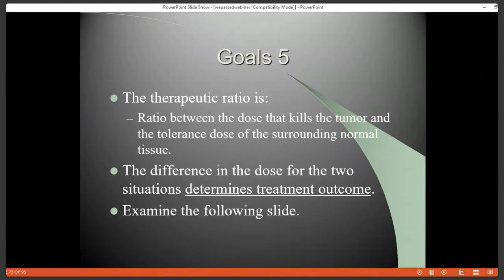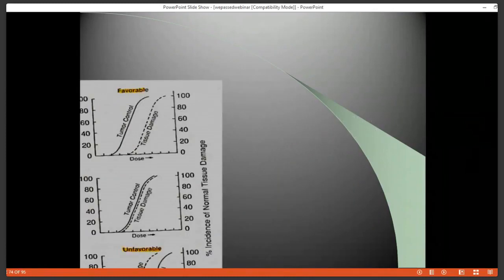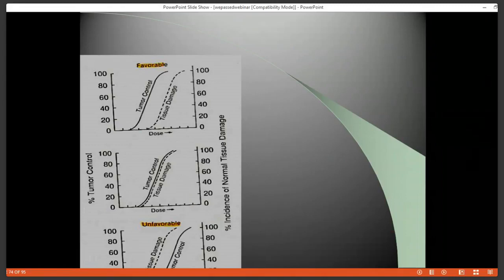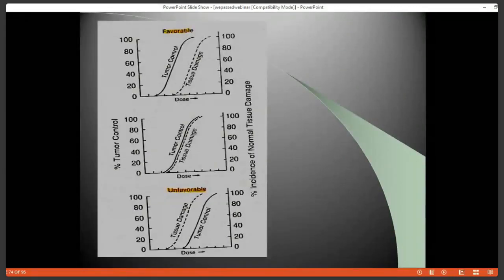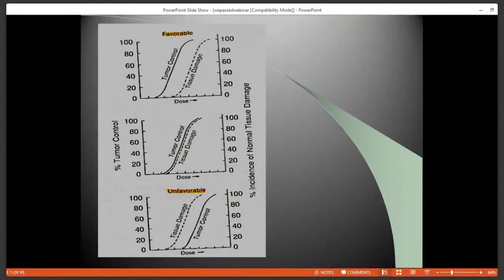If we look at the image on the following slide, we have three graphs. On the y-axis, we have percent tumor control, and dose follows along on the x-axis. The top graph shows the most favorable conditions for radiation: tumor control happens at much lower doses than tissue damage. So there's some distance between the tumor control curve and the tissue damage curve.